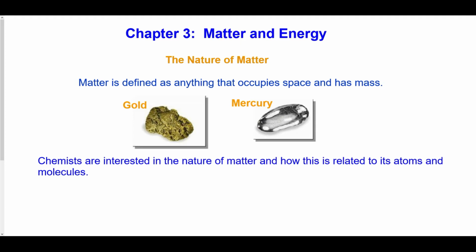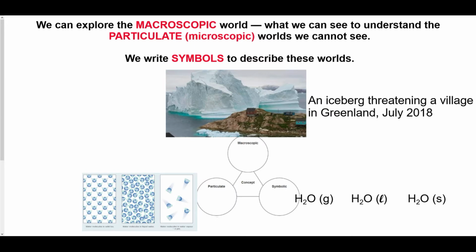A basic definition of matter is anything that occupies space and has mass. Occupies space means volume, and chemists are interested in matter and how it relates to its atoms and its molecules. We can look at the overall picture, or what we can see, the macroscopic world, to understand the particulate microscopic worlds we can't see. And then we use symbols as a language to describe this.